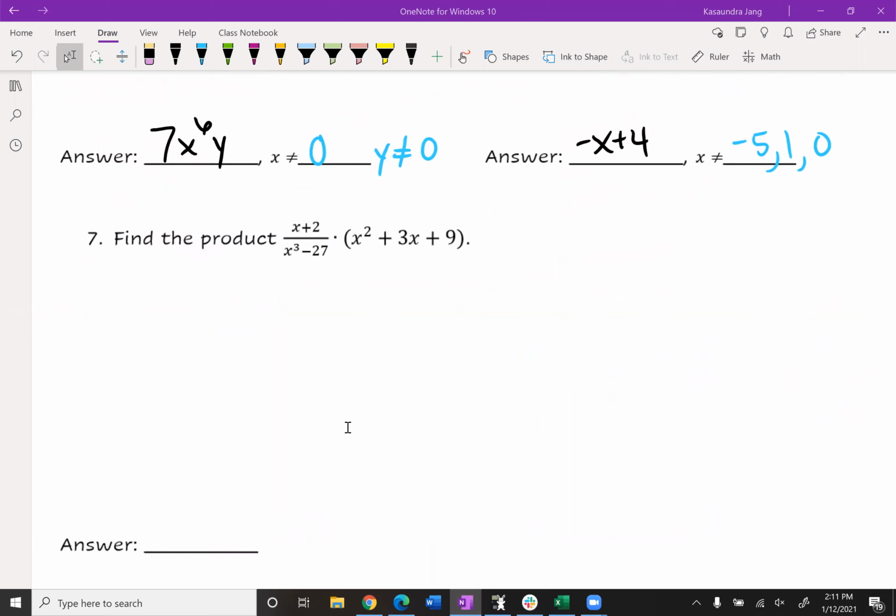Find the product, like multiply. We've been multiplying a bunch of fractions. How can I write this last guy as a fraction? Oh, if it's not written as a fraction, it's over 1, like that. Okay, that's kind of nice. Let's see, let's do some factoring. This x plus 2, I think that's broken down as good as it's going to get there.